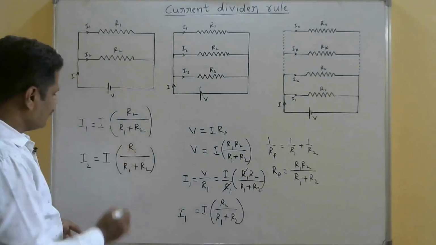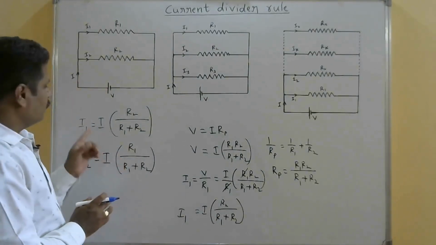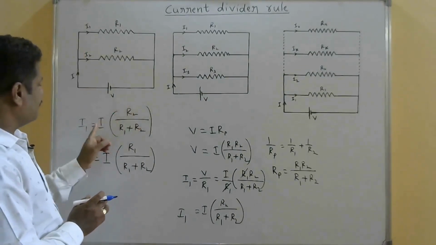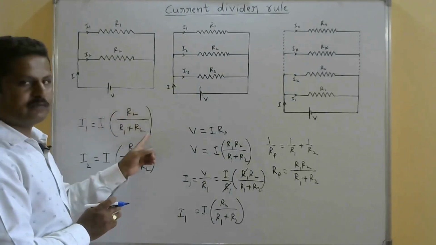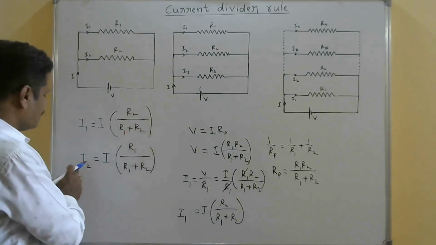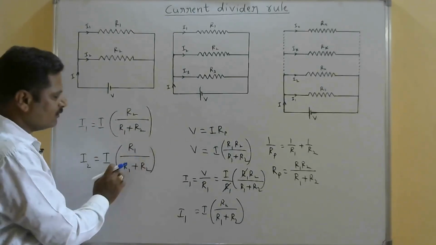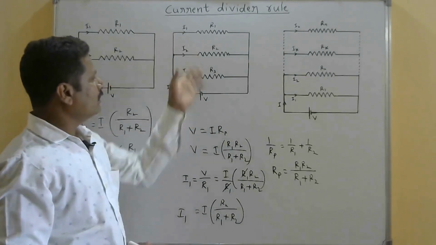In the same manner, we can get I2 also. This is for two resistors. We can find directly I1 equal to the total current times the opposite resistance divided by the sum of the resistances. In the same way, I2 equals the total current times the opposite resistance divided by the sum of the resistances. Now come to this circuit.